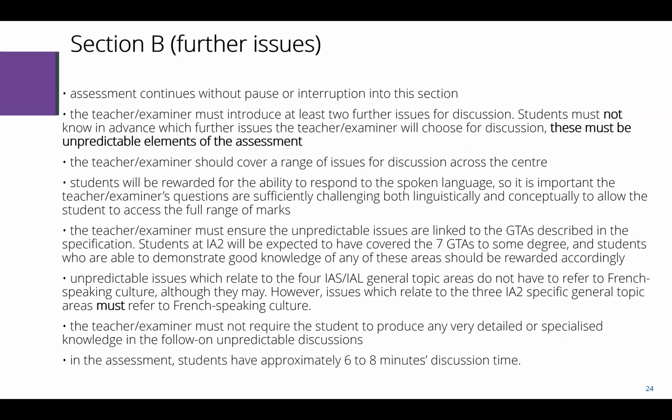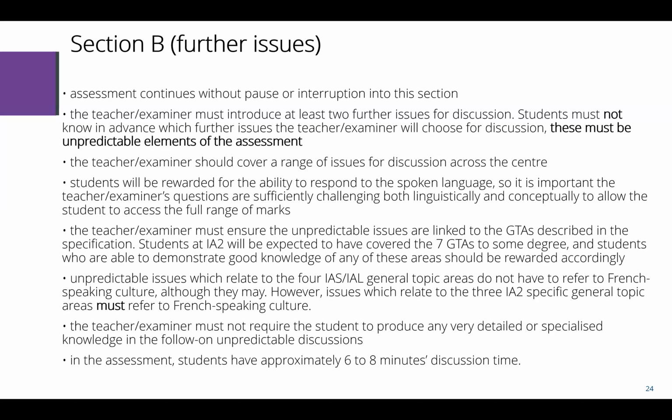Then we have section B, which is further issues, because this altogether is 11 to 13 minutes. So again, it says here, this section just continues without interruption. But again, I would say to you that it's a good idea. This is just taken from the specification, so you can read it in the specification if you wanted to, which is, as I said to you, on page 26.